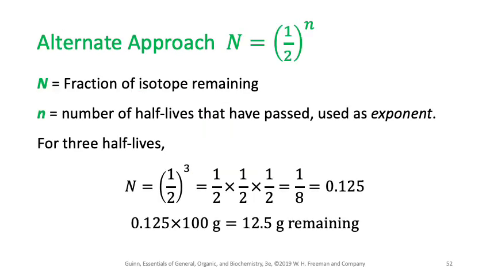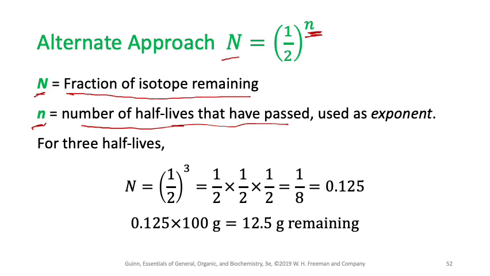There is an alternate approach you can use to determine how much of the sample is left after a certain number of half-lives. The formula says N equals 1/2 to the power n. Capital N denotes the fraction of the isotope remaining after a certain number of half-lives, and small n is the number of half-lives that have passed.